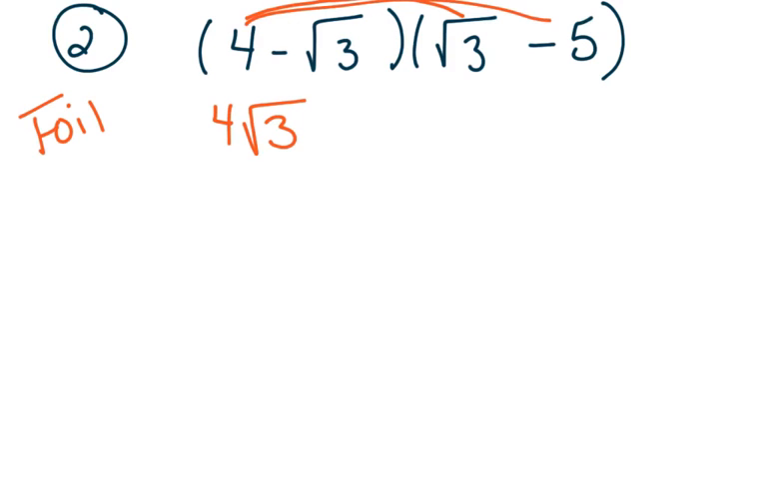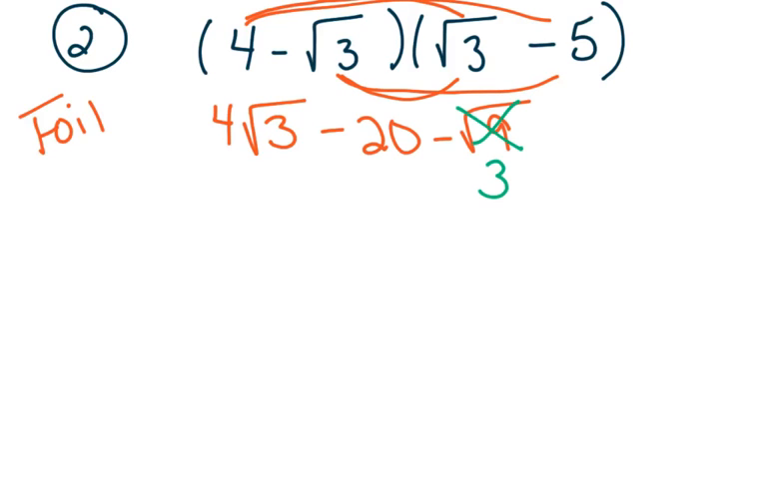All right, our outside, we have 4 times negative 5. That would give me negative 20. All right, our inside terms, we have a negative times a positive. That's going to be negative. Square root of 3 times 3 is 9. Maybe right now you go ahead and cross that out and put a 3 so you remember. And then our last one, we'd have a negative times negative, which is positive, and it would be 5 square root of 3.